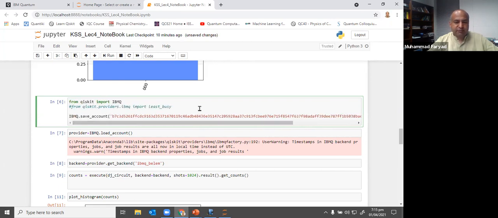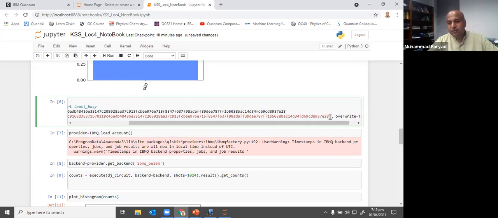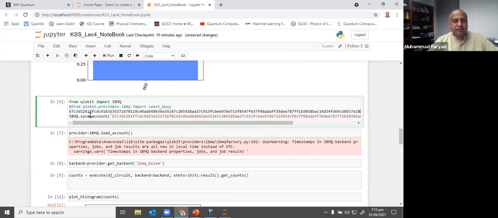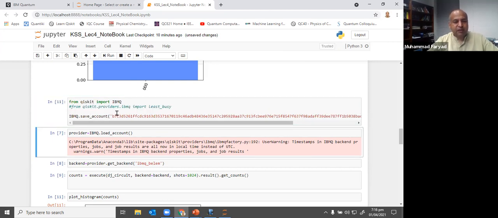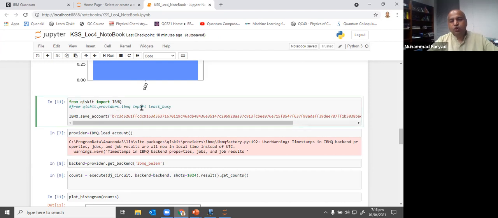So just to show you an example, the token that I just copied is exactly the same that I have already used here. So this is a token that connects me to my account. So I run it, and this you have to do only once. Okay, I didn't have to do it this time, but I just did it to show you.